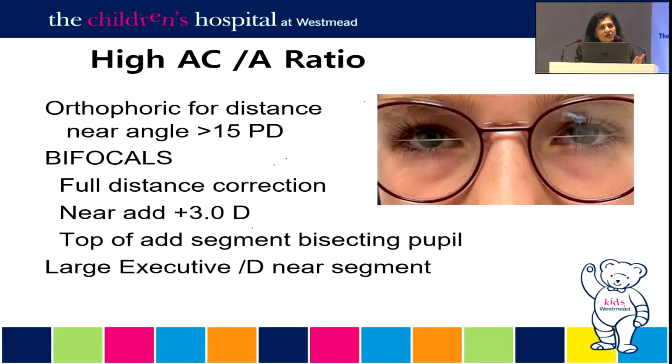There's one subset where the esotropia is significant for near, and then I stick on +3 over the current glasses, see whether it improves for near, and I prescribe the bifocals with the near add of +3. It's important to give advice on your prescription on how the near segment needs to be. It needs to be quite a large near segment with the top of the D segment bisecting the pupil.